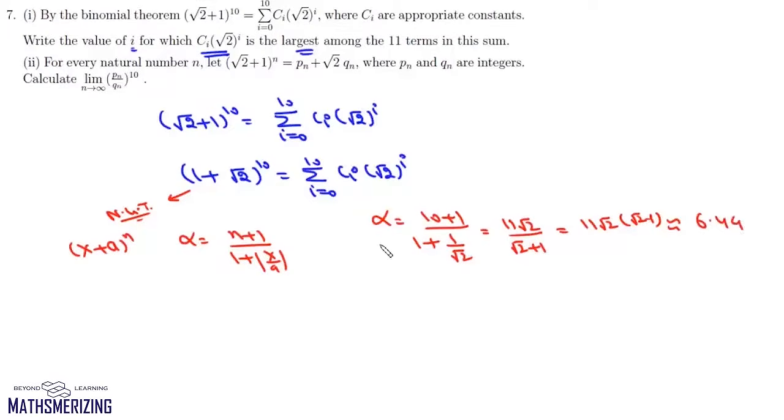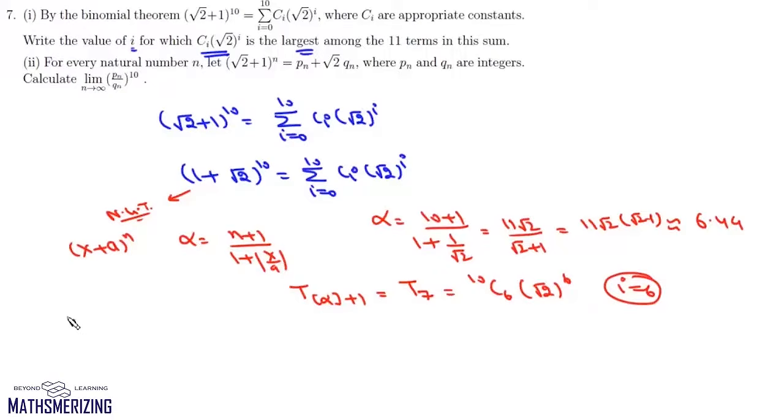which is nearly 6.44. And we know that if alpha is not an integer, then the numerically greatest term is given by the greatest integer function of alpha plus 1, which is the 7th term. And if the term is the 7th one, if we write the expansion, it will be C(10,6) into root 2 to the power 6. So in this case, the value of i is going to be 6.